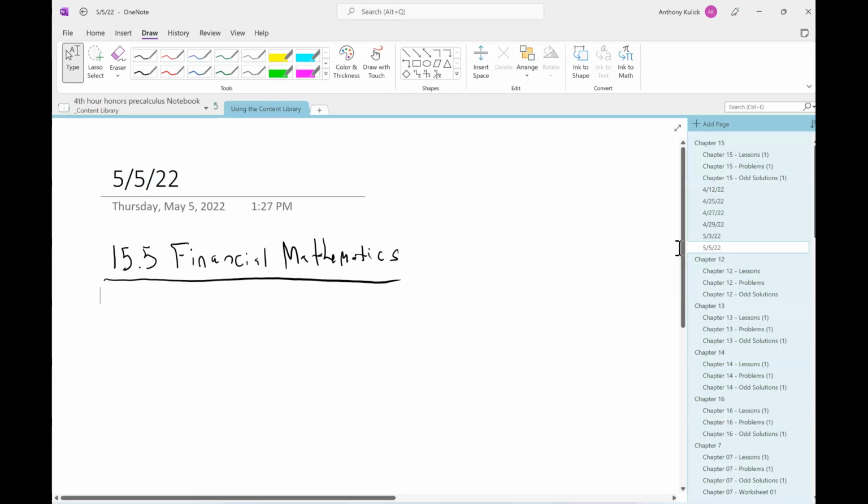Today in section 15.5, let's focus here, folks. We're going to talk about financial mathematics. One of the areas in particular that we're going to be interested in is the idea of interest. So there's really two types of interest.